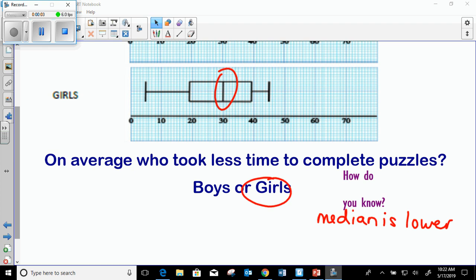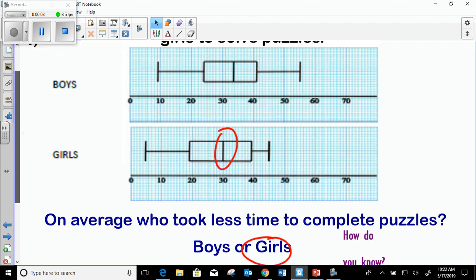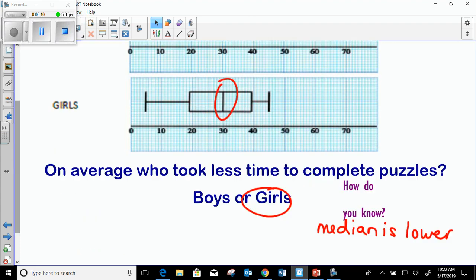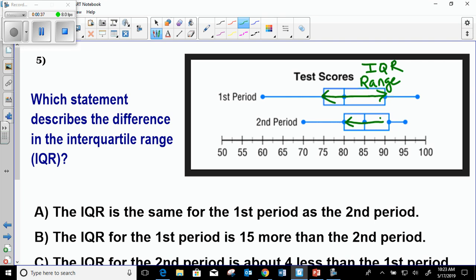So the median is lower for this example, on average, who took less time to complete the puzzles. That was number 4. All right, next let's go to number 5. Which statement describes the difference in the interquartile range? Remember, the interquartile range is between your lower quartile and your upper quartile. So that's the range. Okay, the interquartile range is between these two right here.